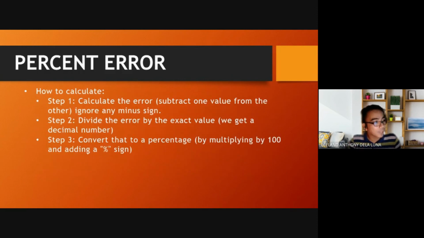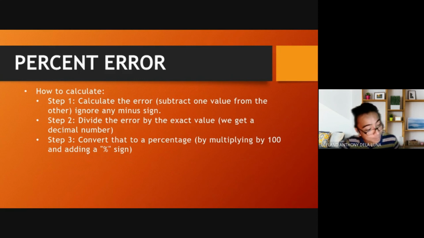So how do you calculate percent error? You calculate the error. To calculate the error, subtract the one value from the other. Then ignore any minus sign or negative sign. Divide the error by the exact value, and we get the decimal number here. Then usually, to convert it into a percentage, you multiply it by 100 and add a percent sign.